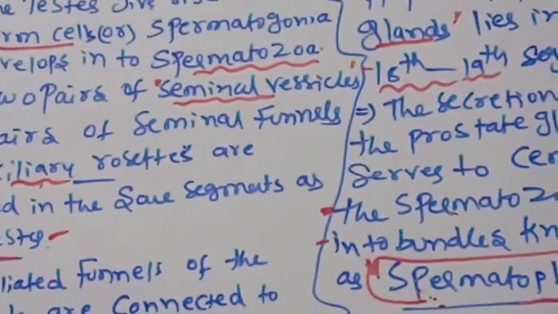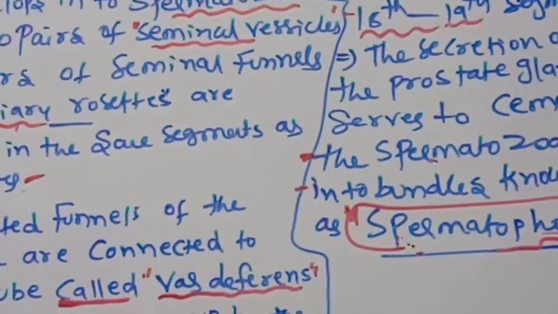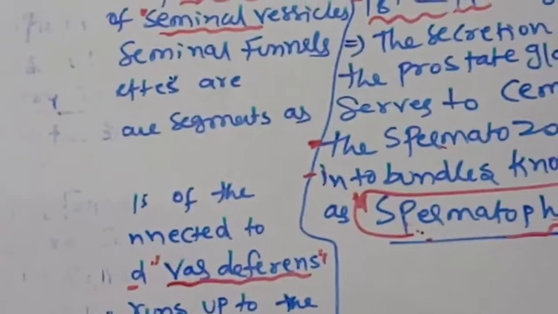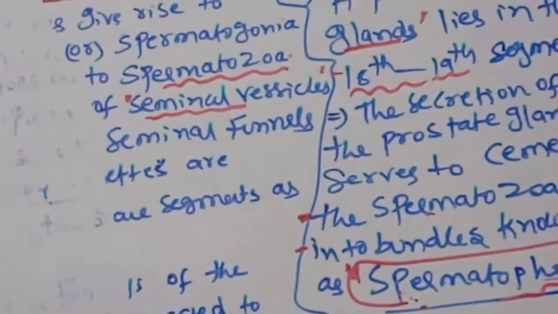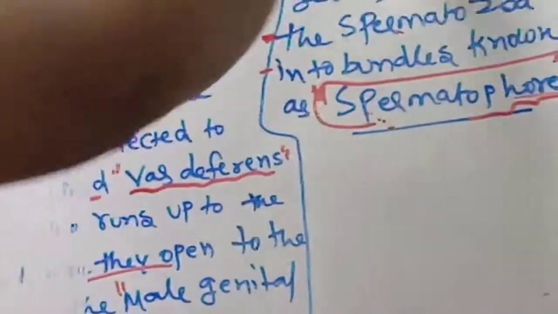Next, we are going to discuss the female reproductive system of Lampito mauritii.